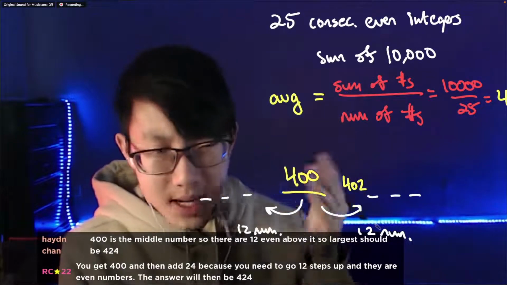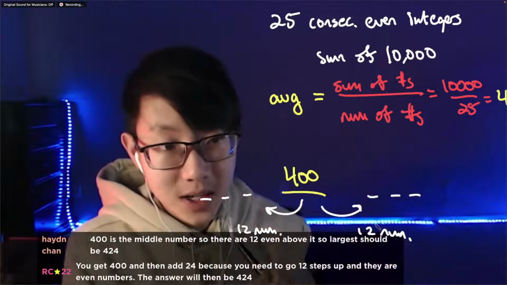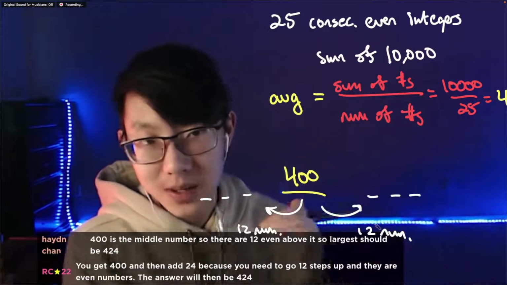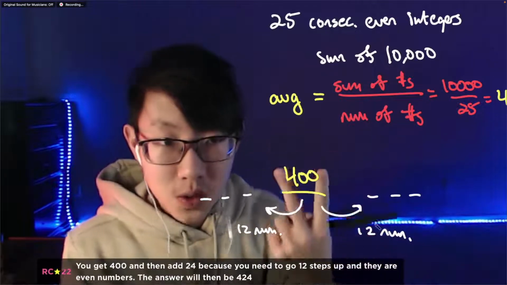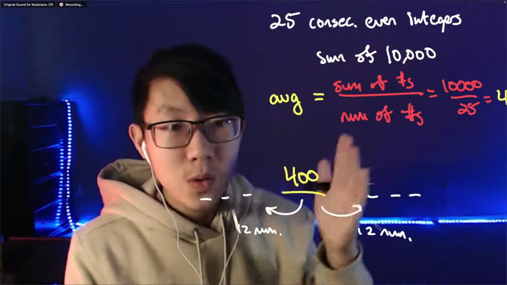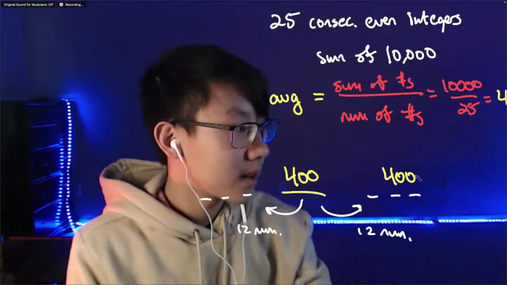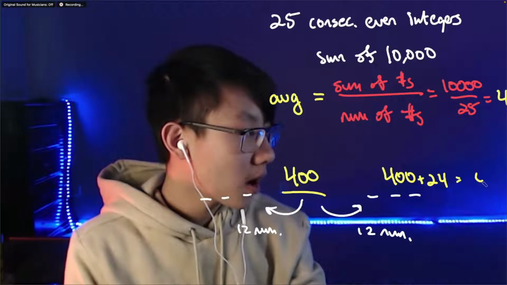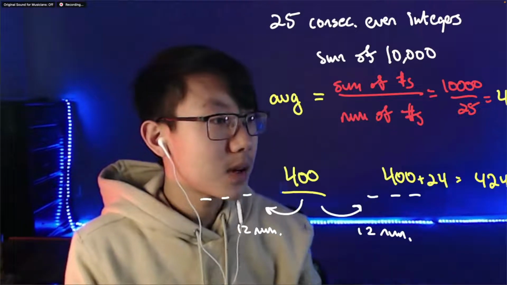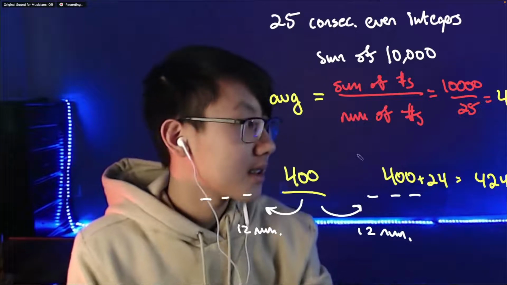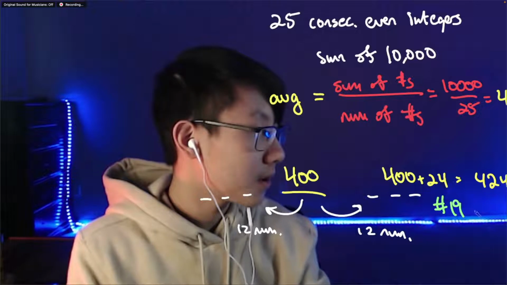So for going one step, I added 2. And I need to go 12 numbers over. So I need to go 12 steps over, right? I like using the word steps. And since each step is 2, I have to go up by 2 12 times. So in other words, I need to add 2 times 12, 24. So 424 should be the largest number in the list. And that is going to be answer choice E. So our answer is E, 424.